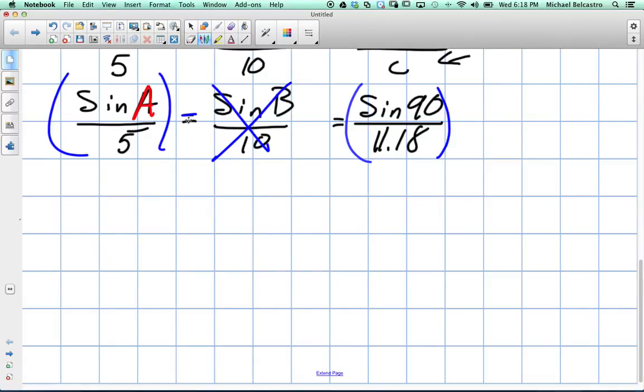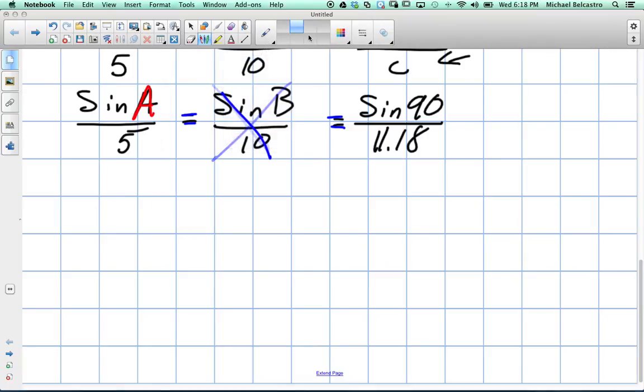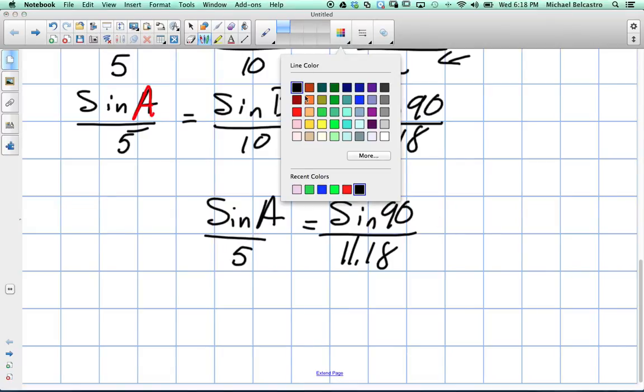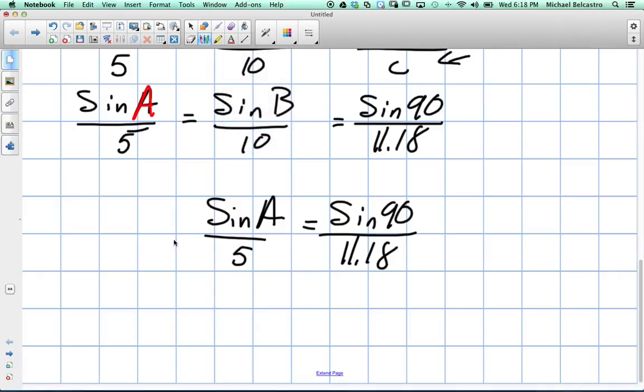Since these equal signs are saying that everything's equal, we'll get rid of what's there and just work with the two. So let's work with sine A over 5 equals sine 90 over 11.18. The goal will be to isolate A. How can I bring this 5 to the other side, since A is divided by 5? What opposite operation could I use?